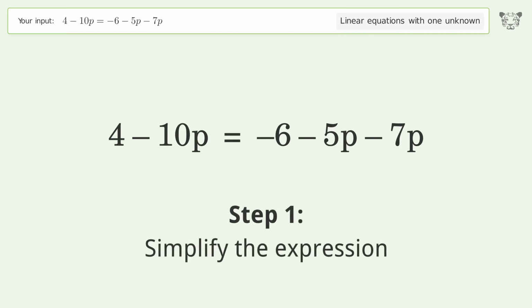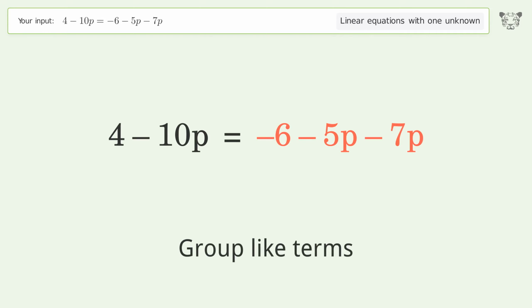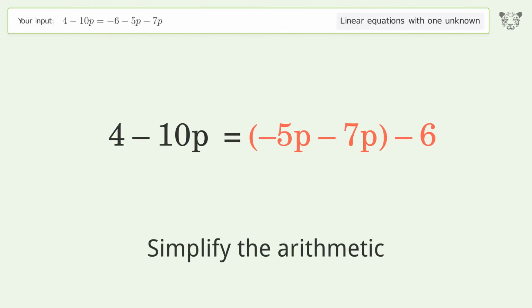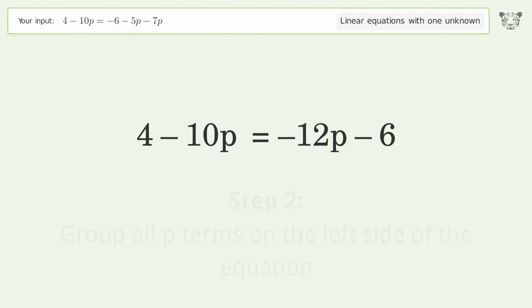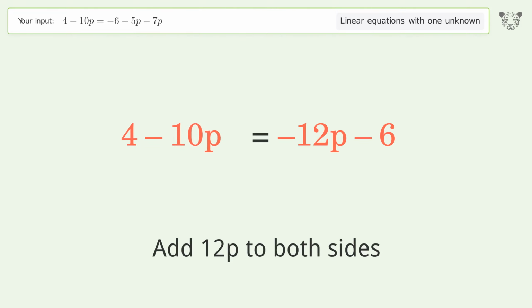Simplify the expression. Group like terms. Simplify the arithmetic. Group all p terms on the left side of the equation. Add 12p to both sides.